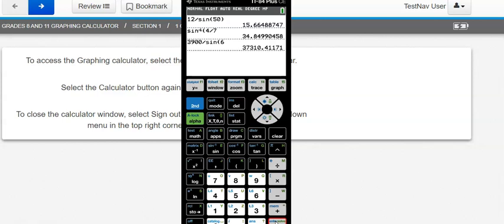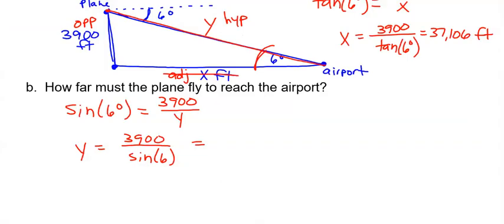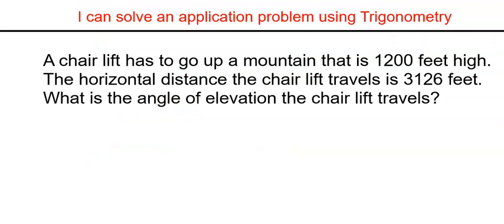And we're going to get 37,310. We'll just go to the nearest whole number there. And then just double check that that's the biggest number. And it's close. Our longest leg was 37,106. Our hypotenuse is 37,310. So not a whole lot longer, but it is longer. So we should be good to go there.